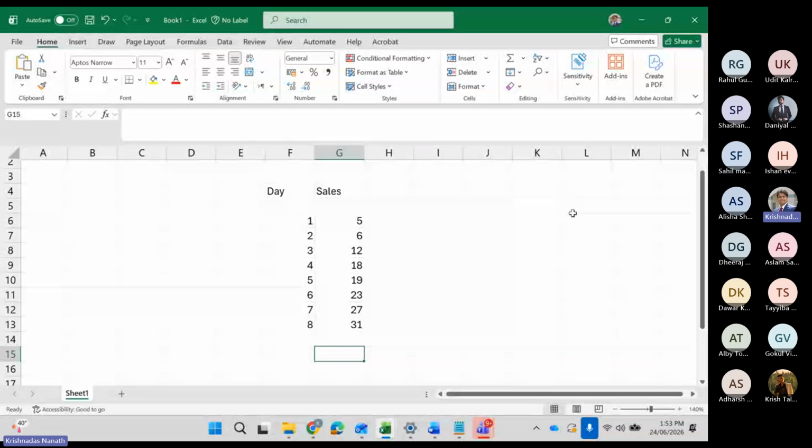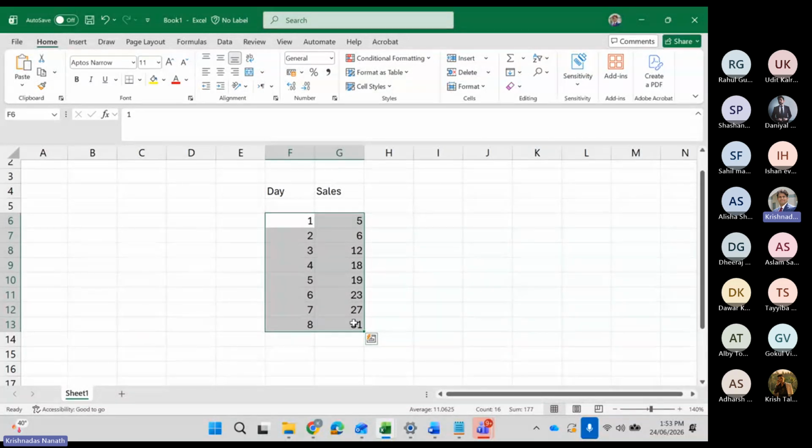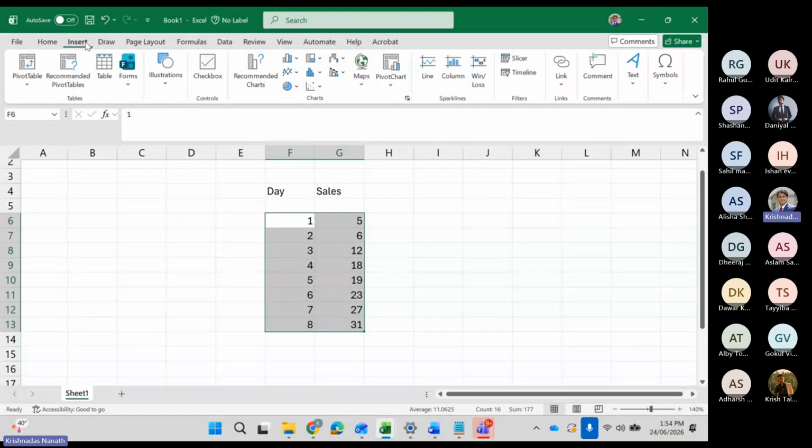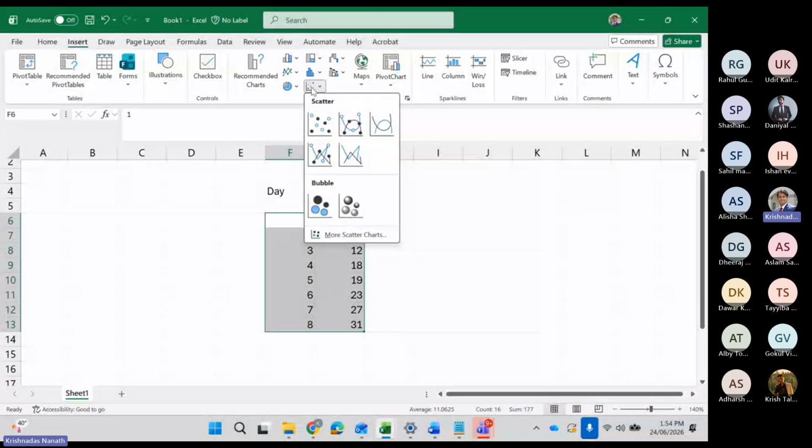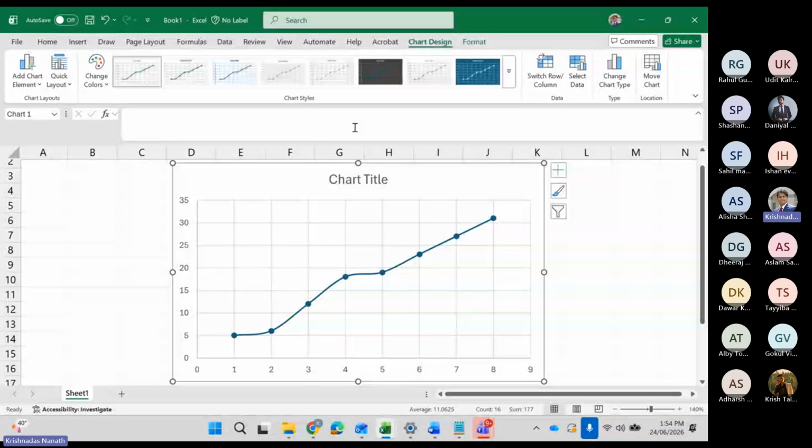So step number 1, which you should always follow, is select your data and visualize your data. See the trend of how your data is behaving. Now, in order to visualize, I'll click on insert, and probably the best plot here is scatter plot, and scatter with smooth lines. I repeat, I select my data, step 1, visualize the data, go to scatter plot, select scatter with lines.